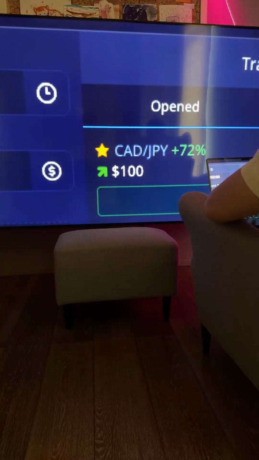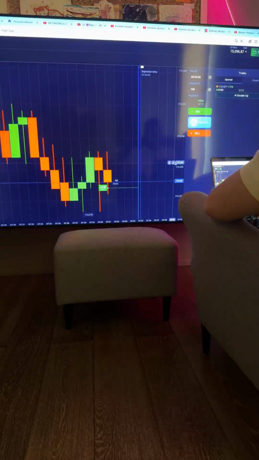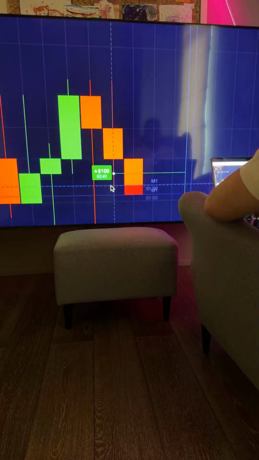The sound is good. Thanks for letting me know. Canadian dollar Japanese yen, 3 minutes, opened up for an increase. Let's monitor these downward movements.